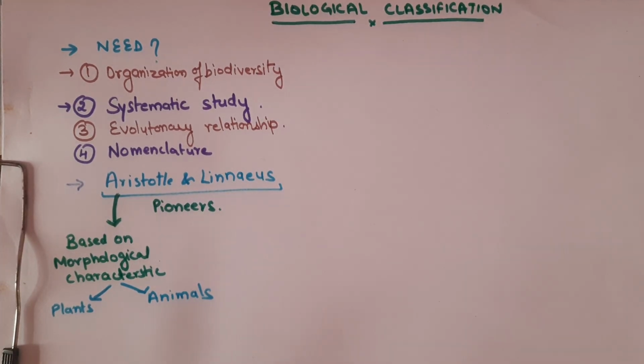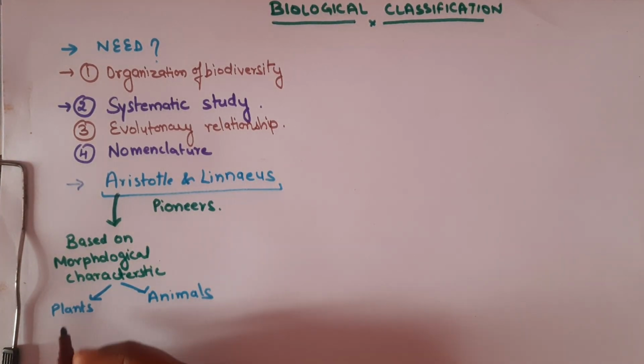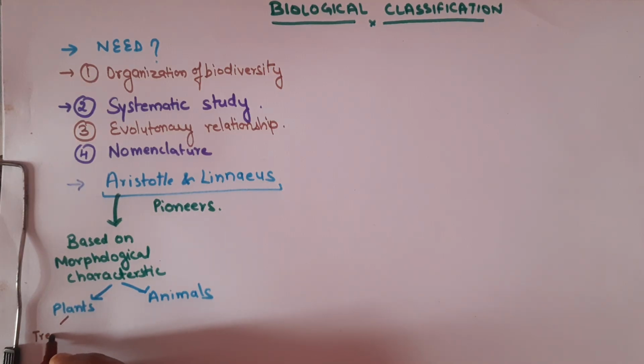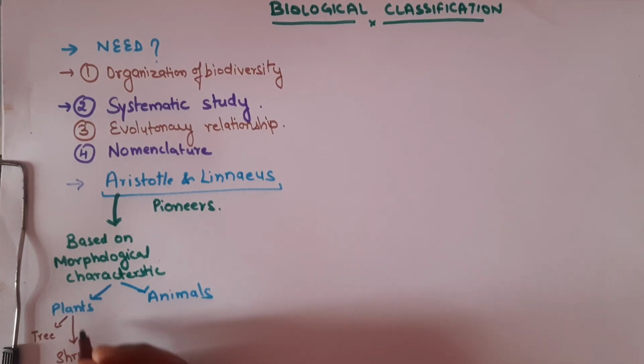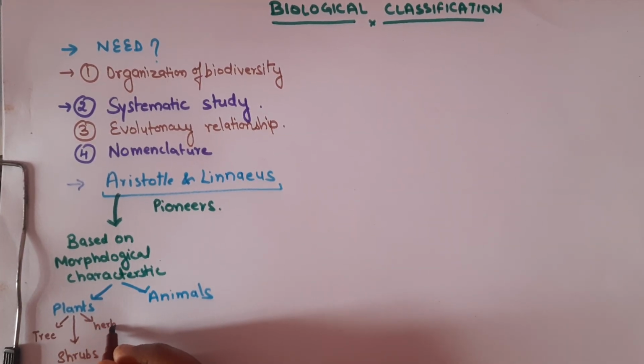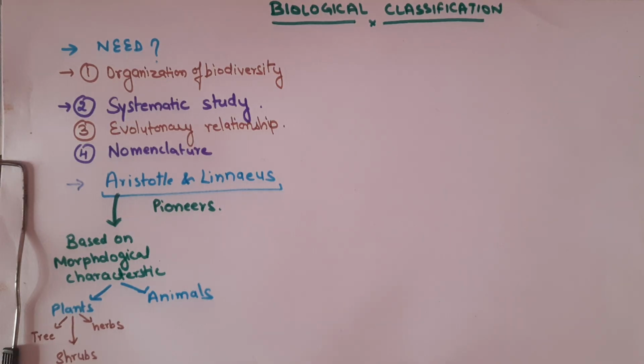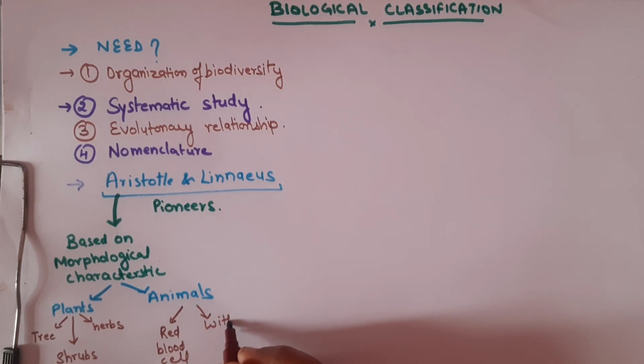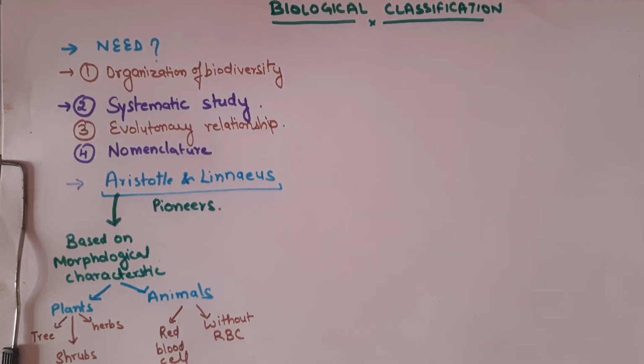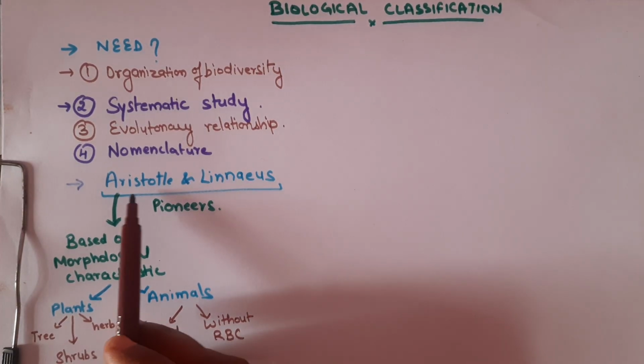And how did he divide the plants? He classified the plants into trees, shrubs and herbs. And based on the morphological characteristics, he divided animals into two types: those with red blood cells and those without RBCs, that is red blood cells. Now this is all about Aristotle.